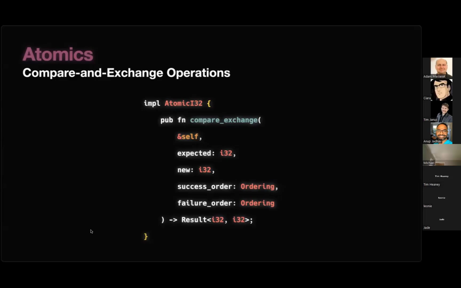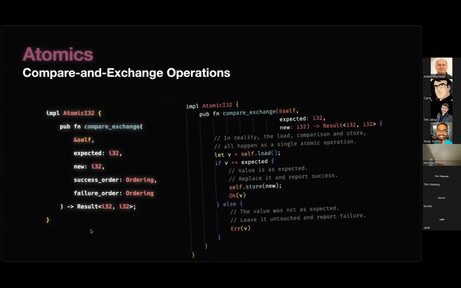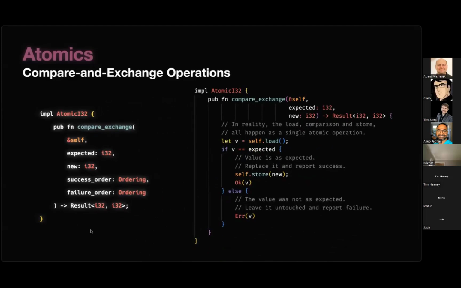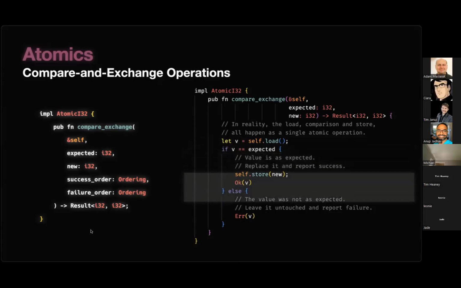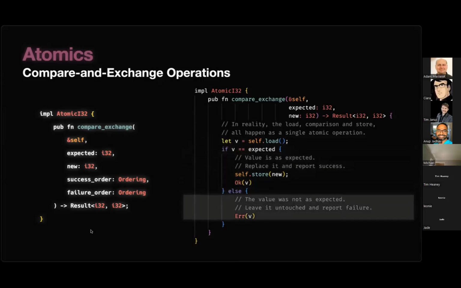Its function signature is a little bit more complicated than the ones we've seen so far. And if you ignore the memory ordering, it is basically identical to this implementation, except it all happens as a single indivisible atomic operation. So what's going on here? You load the value into a variable v. We check if v is equal to the expected value. And if it is, only then store the new value. Otherwise, leave the value untouched and return an error variant. Essentially, we can load a value from an atomic variable, perform any calculation we like, and then only store the newly calculated value if the atomic variable didn't change in the meantime.